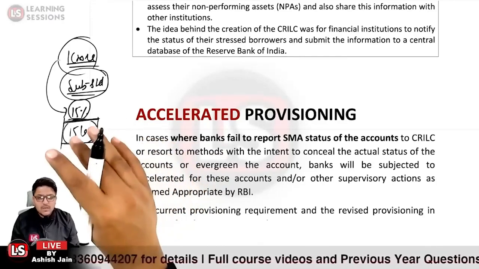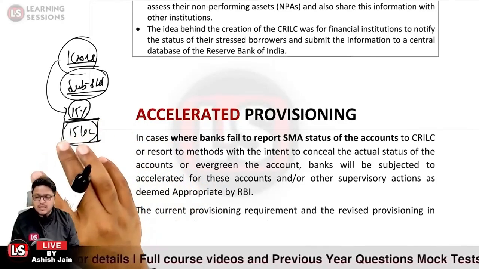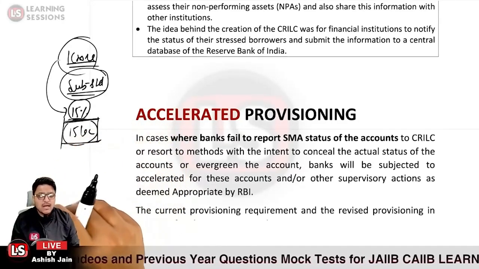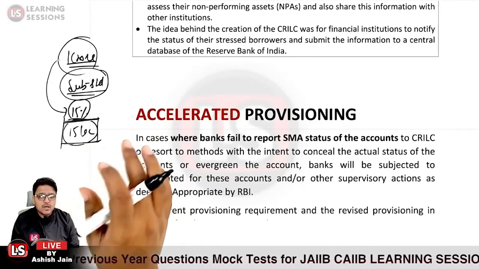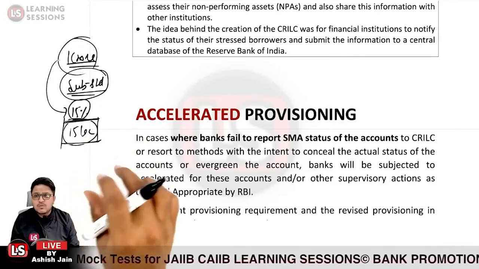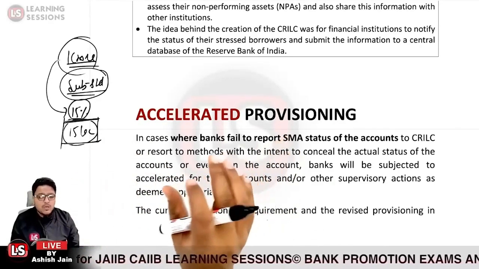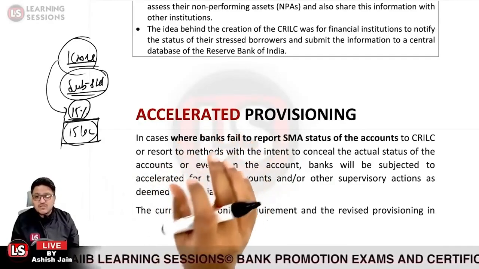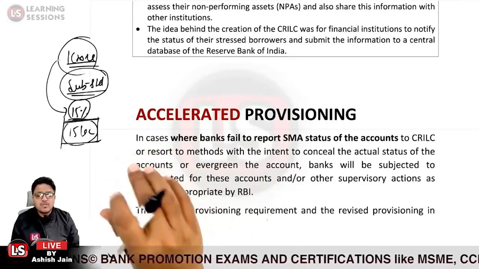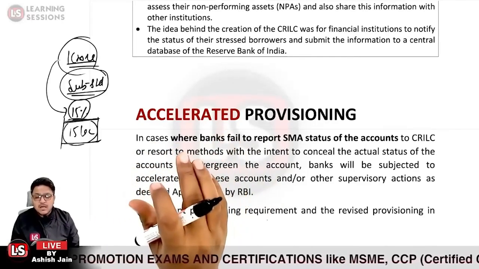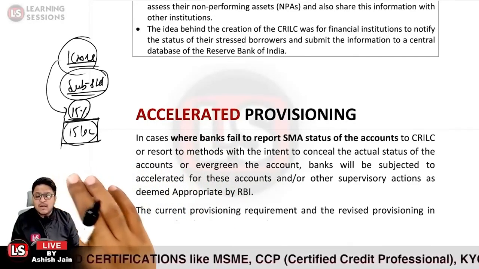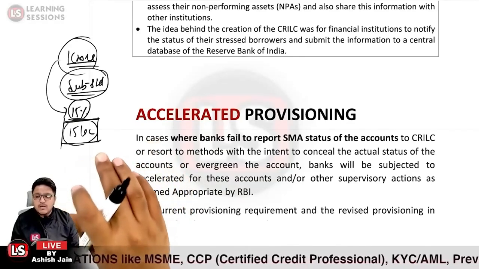Is that clear? That is why, if banks do any such thing to hide the status of the account, conceal its actual status or evergreen the account, in that case the accelerated provisioning norms would be applicable on the bank. Now, what does accelerated provisioning mean? That extra amount of provision is to be maintained by the banks as a penalty, and further supervisory actions as deemed appropriate by the Reserve Bank of India shall also be taken by the RBI.